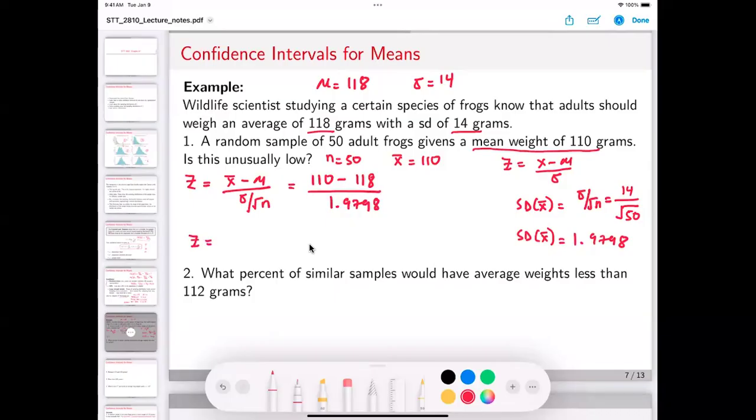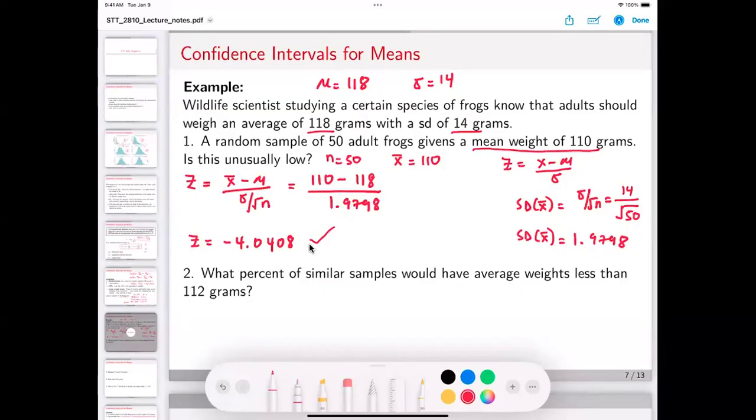So we just need to do this on our calculator to get the z-score. When I did that, I got a z-score of negative 4.0408. The question is, is this unusually low? Yes, it is unusually low because you can see this is 4 standard deviations to the left of the mean. So that is how to answer this problem.